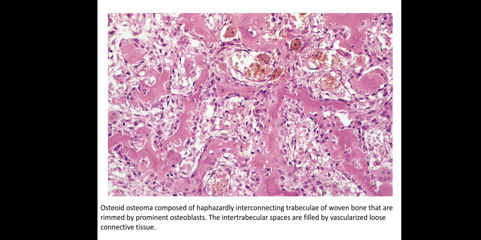The intertrabecular space are filled by vascularized loose connective tissue. Between the cells, notice this white space is actually vascularized connective tissue. Notice in the upper part of the slide, you see many blood vessels which are dilated and filled with RBC.